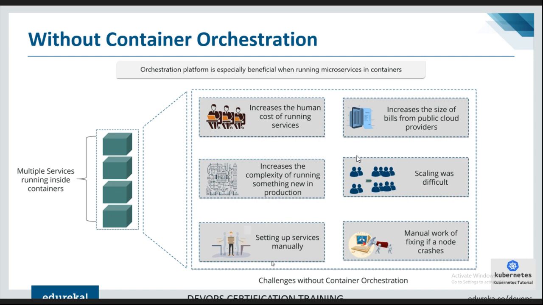Setting up the services manually will be more time consuming, right? And the manual work of fixing a broken node, suppose a node crashes. When we say node, it simply means a component, or a machine added to the master that we discussed yesterday. So that's why we can have multiple container orchestration. That's why the birth of container orchestration tools happened, right?